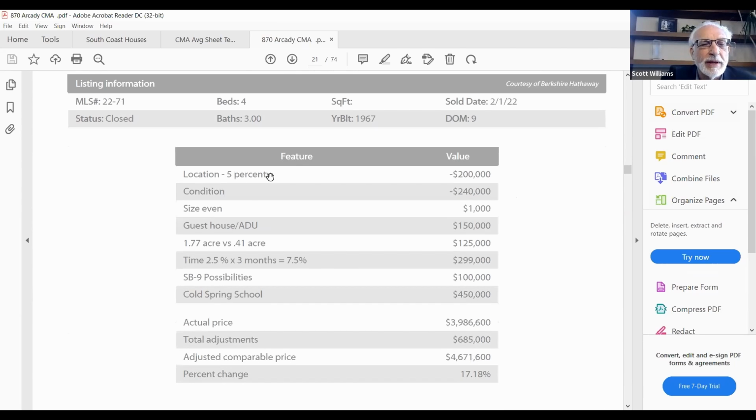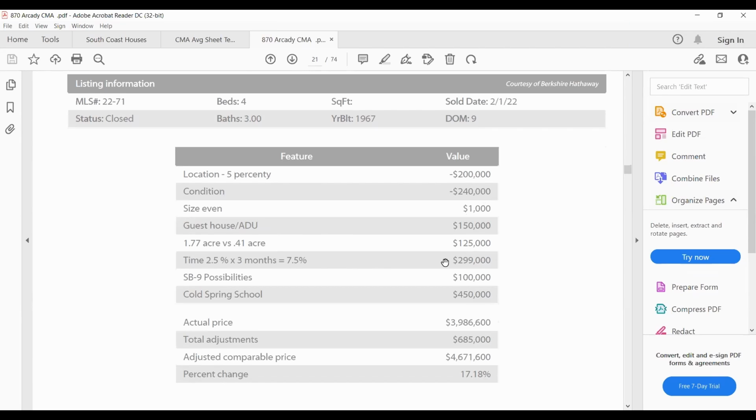Again, I misspelled percentage there, but this listing had a better location, so I'm subtracting. It had better condition. The sizes were the same. Mine had a guest house, it doesn't. Mine has quite a bit bigger lot. Now here you go. Here's where the time comes in.